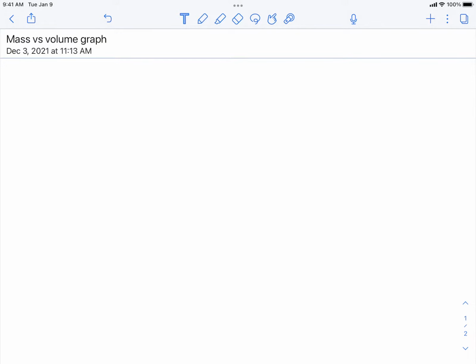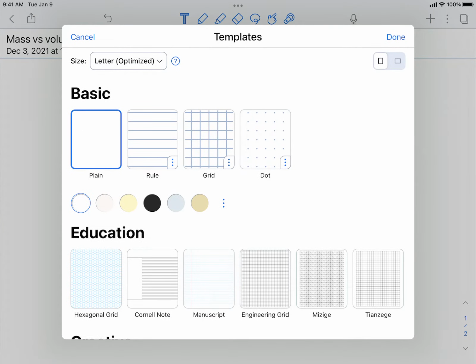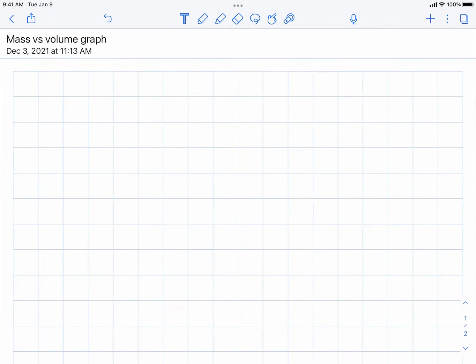What we're going to do is go through how to graph your data from your density of liquids or density of solids lab. All right. So what we're going to need is some graph paper, or if you're using Notability, it's a pretty slick feature that you can do. If you go up to the three dots in the upper right-hand corner, we can press that, press Templates, and then go to Grid and hit Done in the upper right. So all of a sudden you've got a nice piece of graph paper here. All right. So what we're going to do is graph our data.